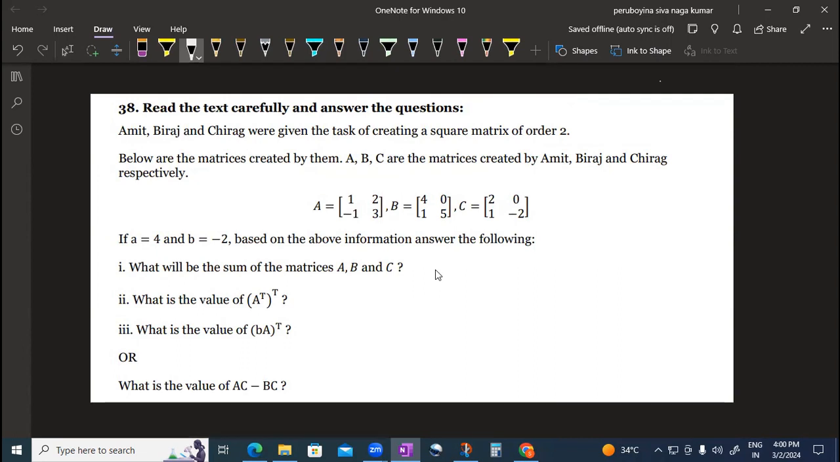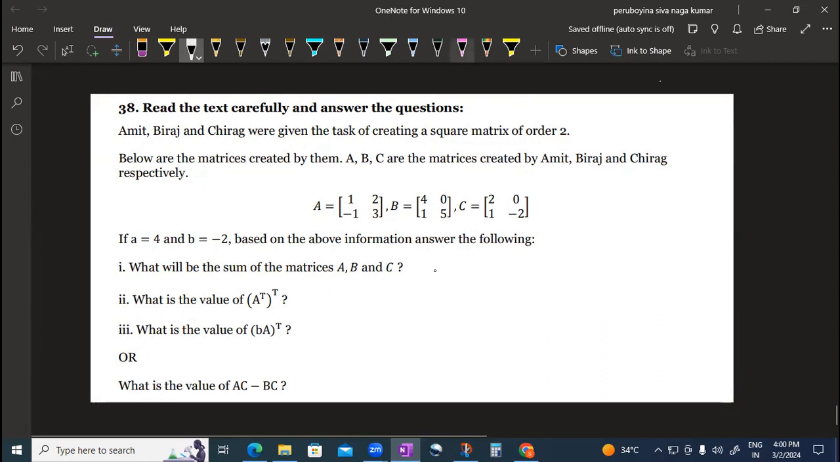Now, in this question, read the text carefully and answer the question. Amit, Beeraj and Chirag were given the task of creating square matrices of order 2. Below are the matrices A, B, C created by Amit, Beeraj and Chirag respectively. If A equal to 4, B equal to -2, based on the above information, answer the following questions. What is the sum of the matrices A plus B plus C? You can do it directly.